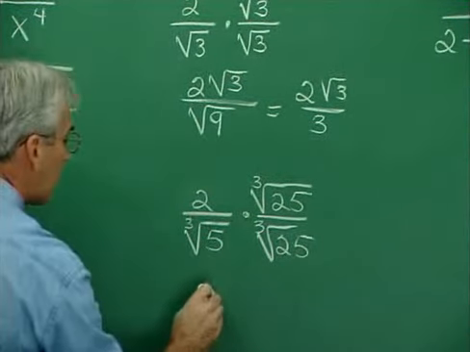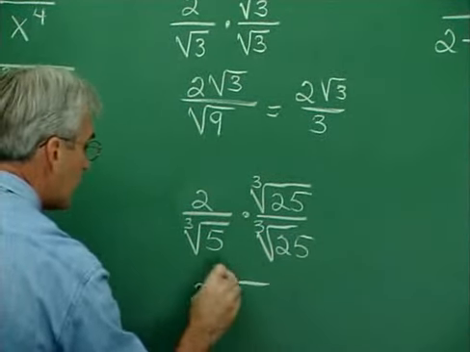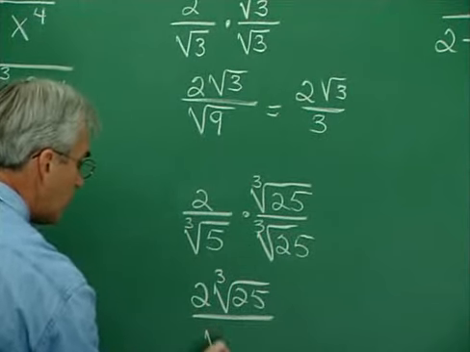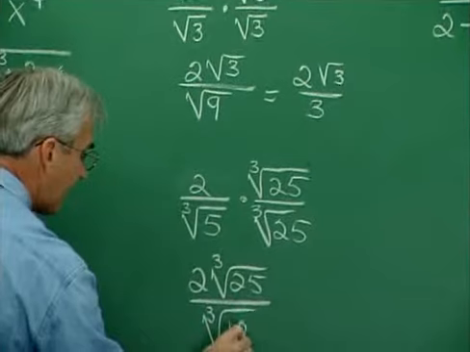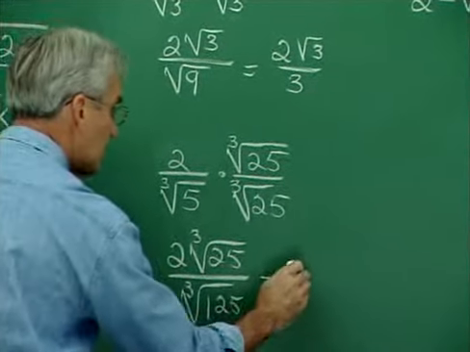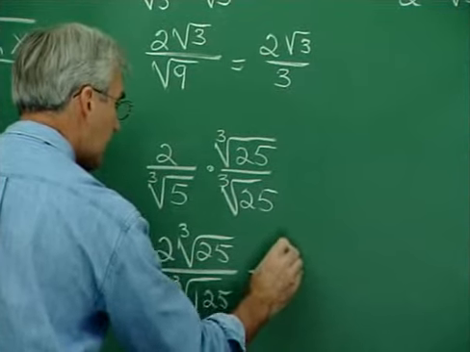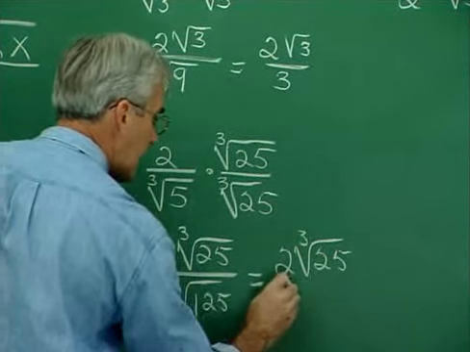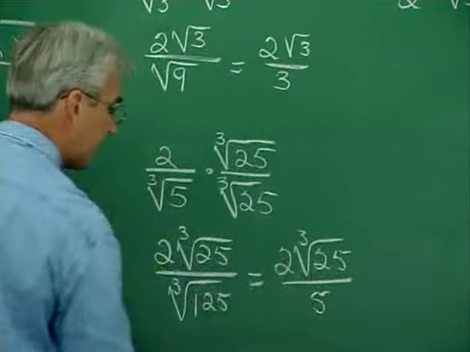All right, in the numerator we have 2 times the cube root of 25. In the denominator we have the cube root of 125, which we can simplify into simply 5. So we bring over the numerator 2 times the cube root of 25. In the denominator we have simply 5.